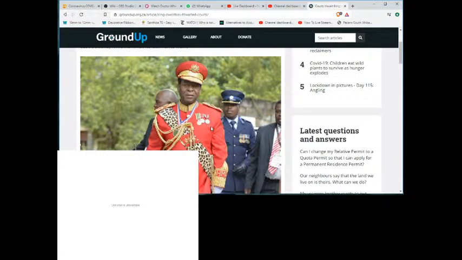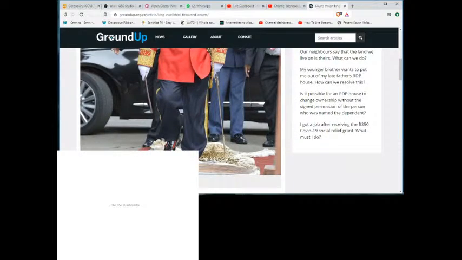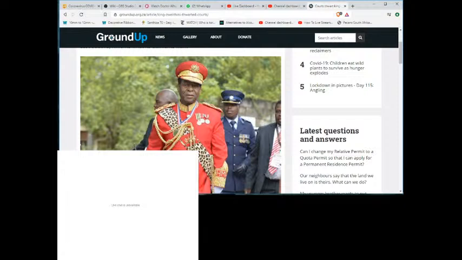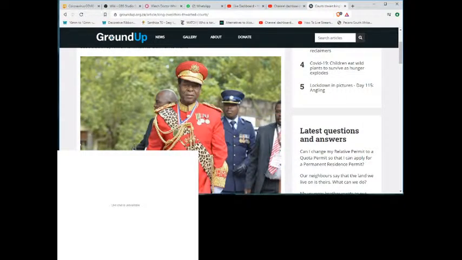So this is an image of King Goodwill Zwelithini, and you see the photo credit here, the government ZA. And here we've got good old King Goodwill Zwelithini in full, formal regalia. The headline is: Court thwarts king's attempts to control land. And of course, which king are we talking about? We're talking about this king. There are many kings in South Africa. So what we need to do is choose a photo that accurately represents the king that we're talking about.